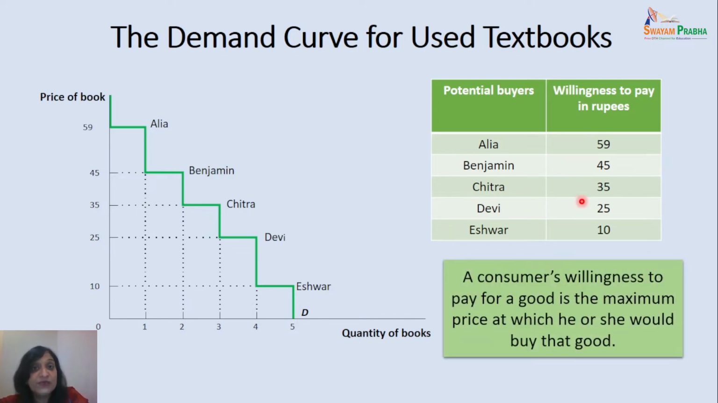So, what is willingness to pay? We say a consumer's willingness to pay for any good is the maximum price at which he or she would buy the product. That is, if I want to buy this used textbook, this is the maximum price which I can pay for it. So that is our willingness to pay.